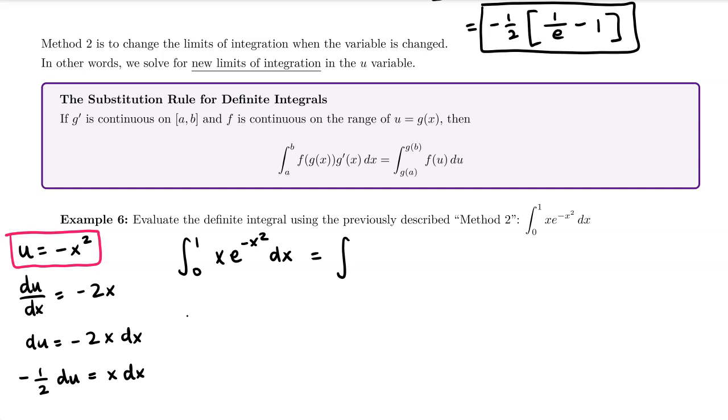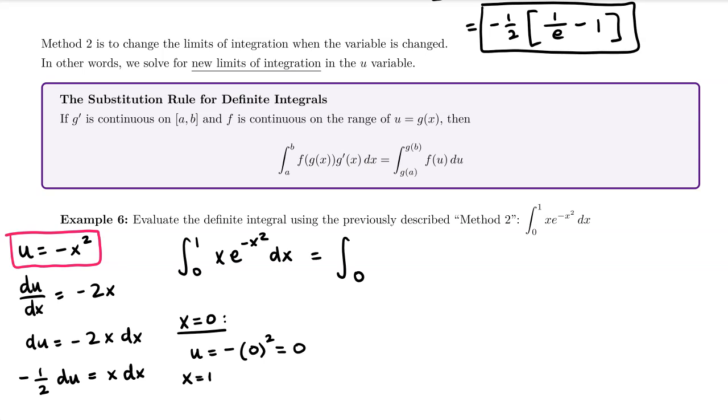So my original lower limit of integration was x equals 0. And if I plug that into the pink boxed equation, I would get u equals negative 0 quantity squared. And if I simplified that, that would just be u equals 0. So that is my new lower limit of integration, even though it's the same numerical value. That's how we arrive there.